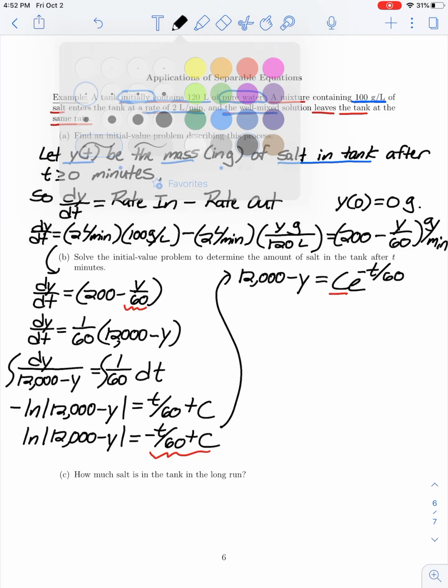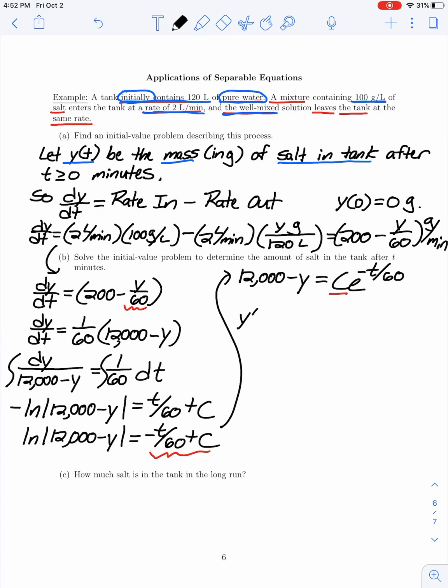Now solving for y, we would have y as a function of t would be 12,000 minus c e to the -t over 60. Or if you prefer, because c is an arbitrary constant, you could take 12,000 plus c e to the -t over 60. It doesn't matter whether you give this constant a positive or a negative sign, because it's still just an arbitrary constant.